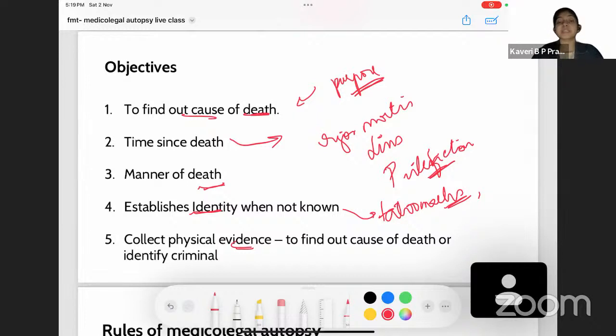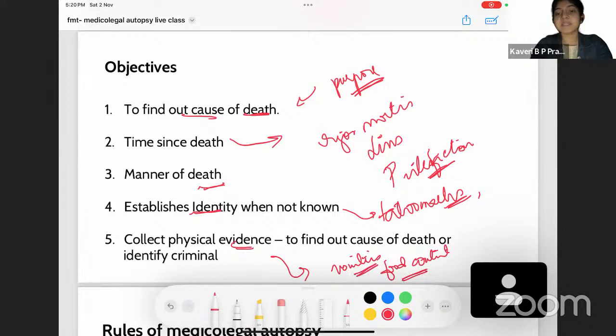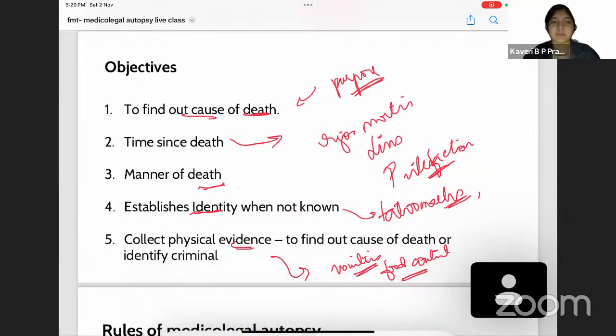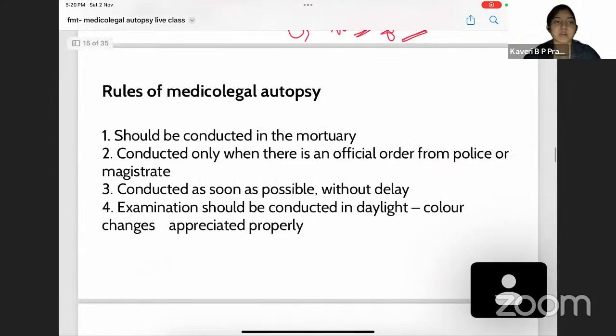So how do you collect physical evidence whenever you're trying to find the cause of death? You try to collect various things, for example, the vomitus of the person, or food content in the bowel. So you take all these. These act as physical evidence in order to identify a criminal. You can also take parts of the stomach, intestine, kidney, blood, urine. So you can do various chemical examinations on all these, and you can try to find out what is the cause of death. Got it? So these are the objectives of the autopsy.